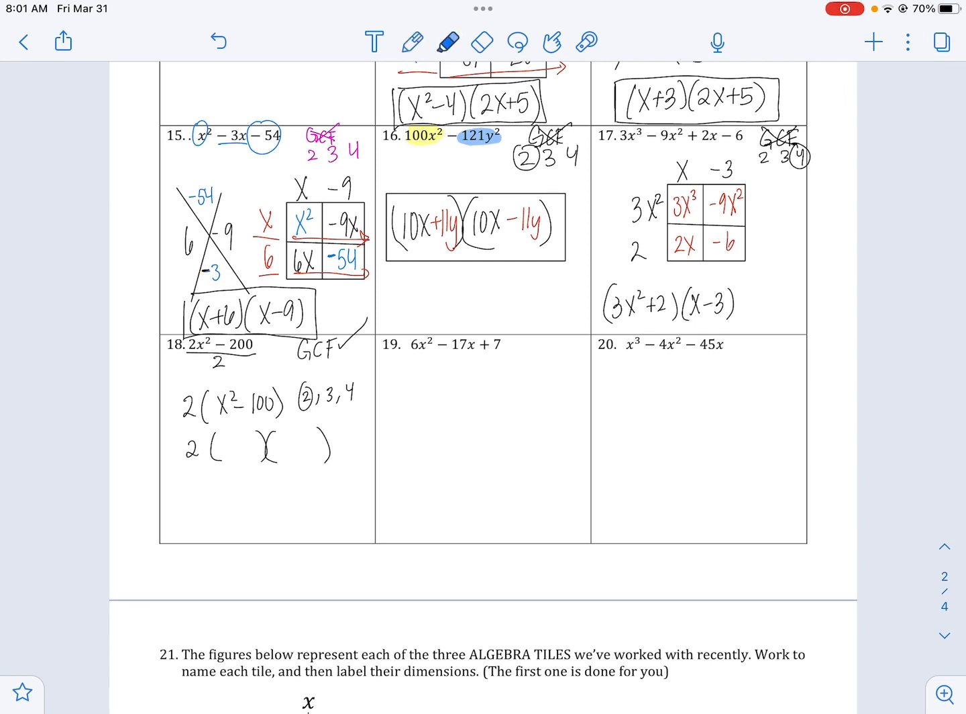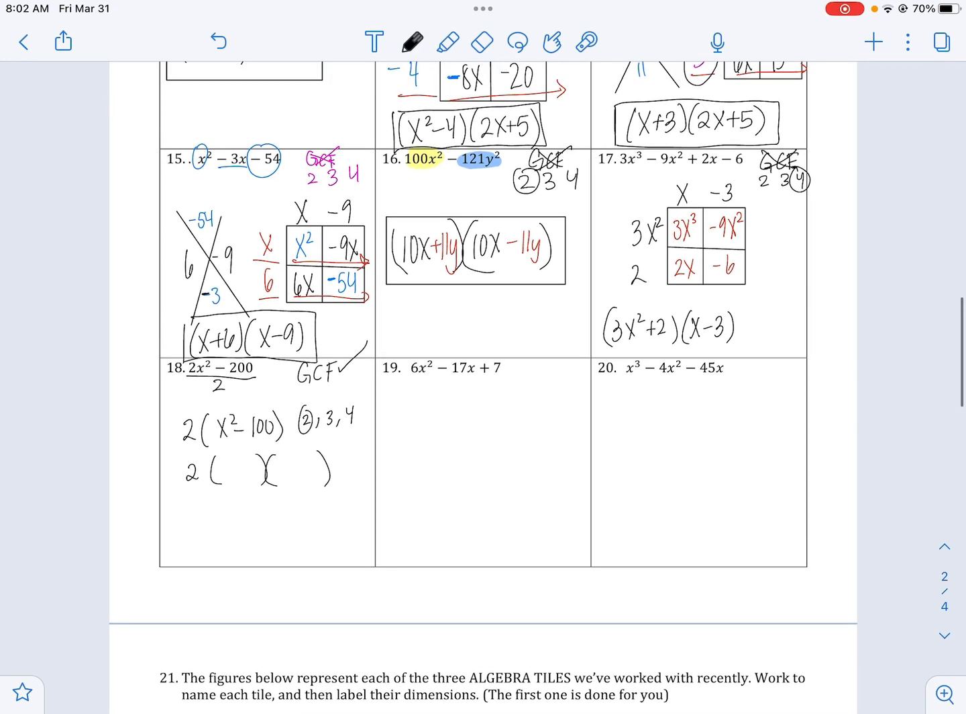We have to ask ourselves, is that a square? Yes. Is that a square? Yes. Do we have a subtraction sign? Yes. So let's go ahead and put those values in there. Those factors, x times x gives me x squared, 10 times 10 gives me 100, and make sure you have different signs. And that's your final answer. Okay, your 2 factors, including the GCF.